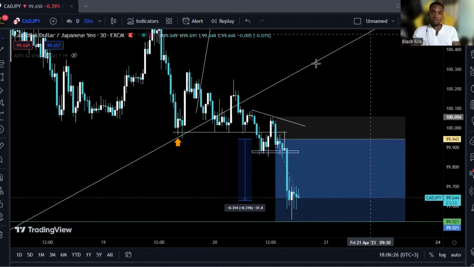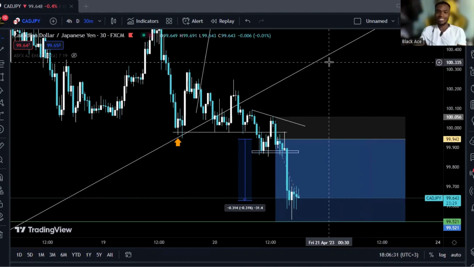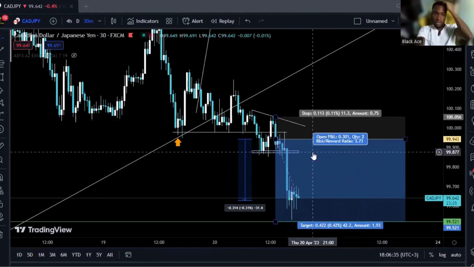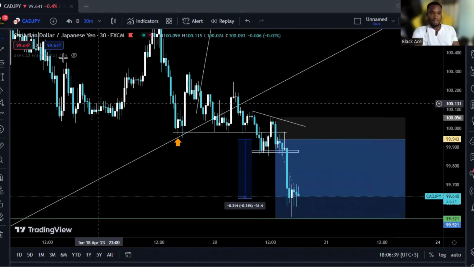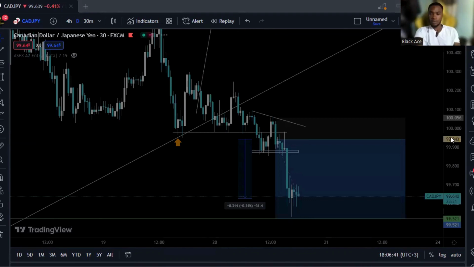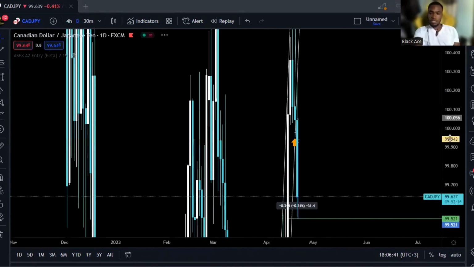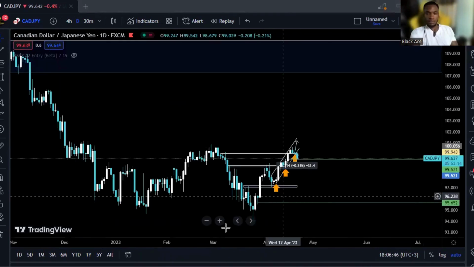So unfortunately today we didn't have a live session. I was occupied with some extracurricular activities, but I just wanted to hop in here and show you how we caught this CADJPY 2R trade before the day winds up. The trade actually started off playing out in the daily time frame.